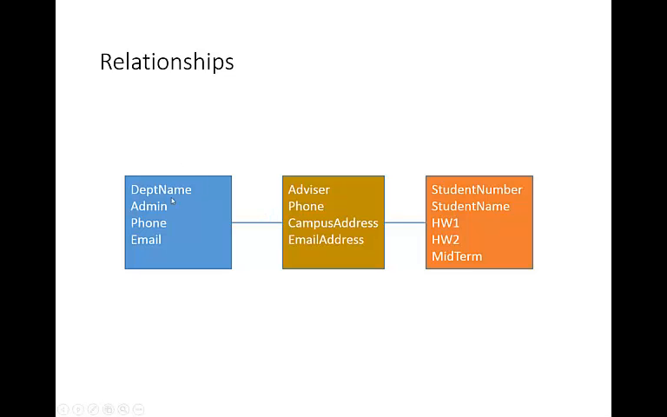And under each one of those, I have the attributes. Department name, phone, email for department. For advisor, you probably could even be more specific and say advisor name, phone, campus address, email address. And for the student entity, you have student number, student name, homework 1, homework 2, midterm.